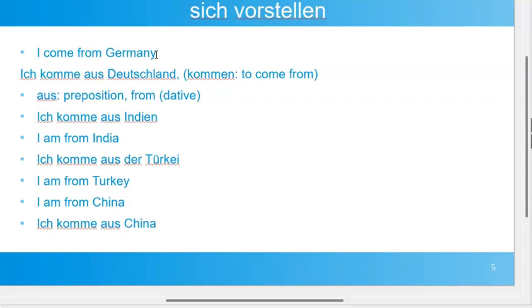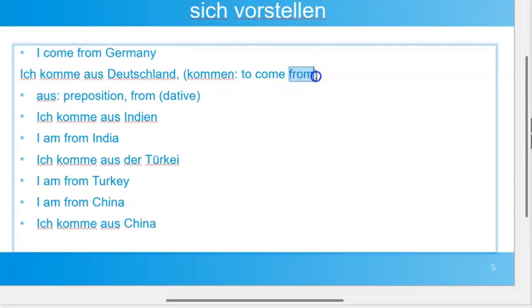So here I have to again make a sentence. Ich komme aus Deutschland. Now if you see here, it is just replicating English. Ich komme aus Deutschland. So here the verb which we are using is kommen. Kommen means to come, not to come from, just to come. And from here is a preposition which in German is aus. So aus is a preposition in German which means from.